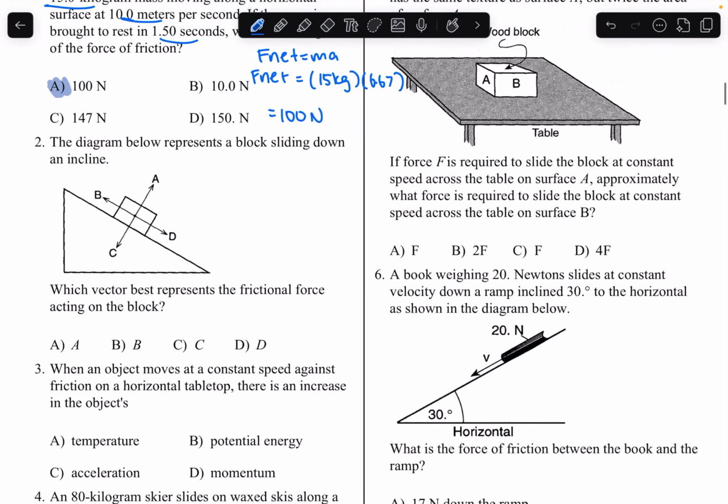Number 2. The diagram below represents a block sliding down an incline. Which vector best represents the frictional force acting on the block? So this question is really easy. Just remember the arrows for your free body diagram. So Ff is the arrow which is holding the box back from sliding down. So that's going to be B.